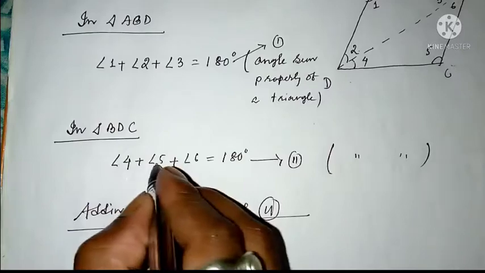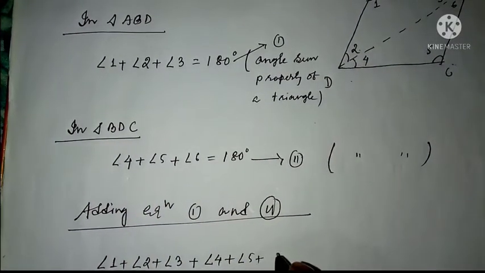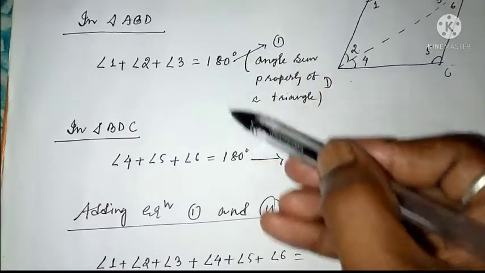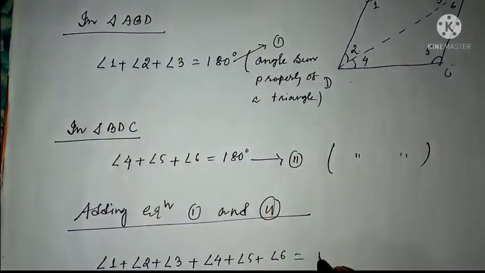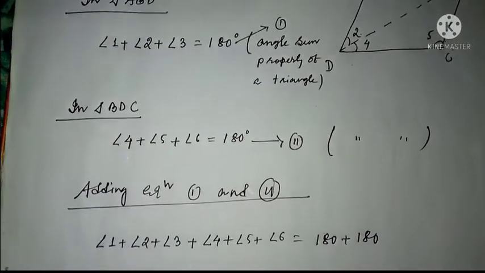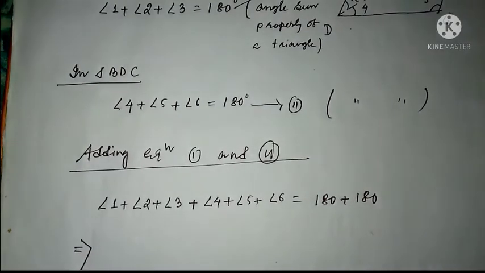Then next are 4, 5, 6. So you write here angle 4 plus angle 5 plus angle 6, and you can see on the right hand side you have 180 here, here also 180. That means you write 180 plus 180. Then you see here we'll combine these angles.